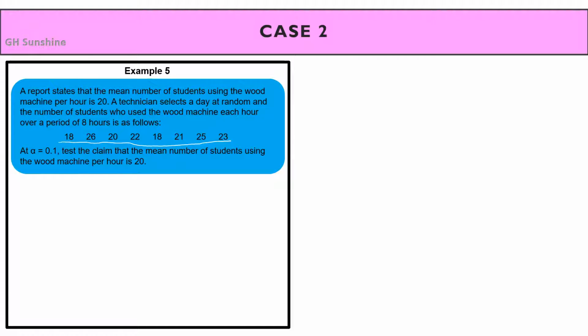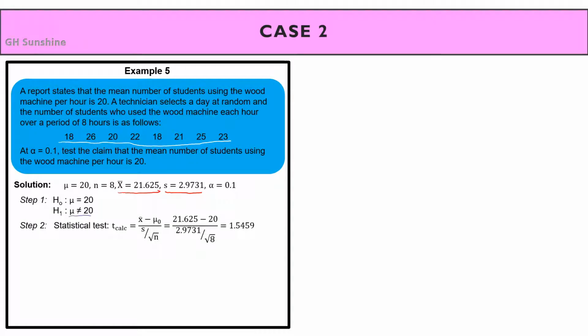So when you calculate sample standard deviation, automatically you will use T distribution. So x bar equal to 21.625 and the sample standard deviation equal to 2.9731. So first step, set up the hypothesis testing H0 and H1. So this one, two-tailed test. Next step, calculate the T calculation. So T calculation equal to 1.5459.